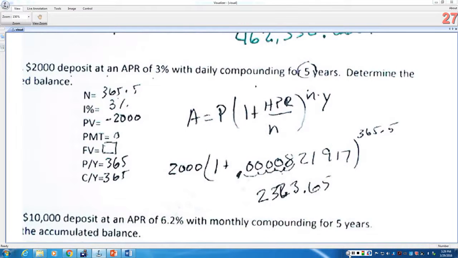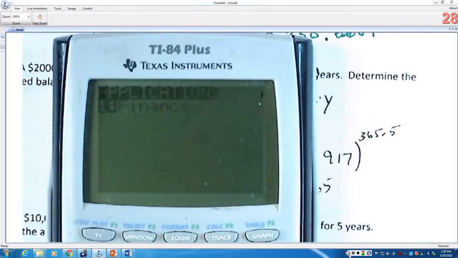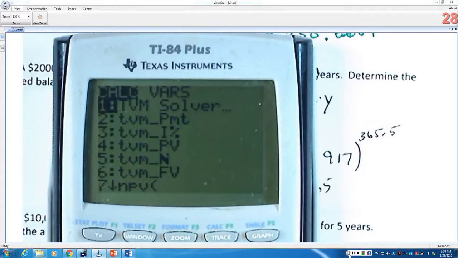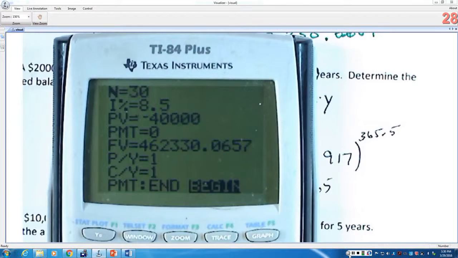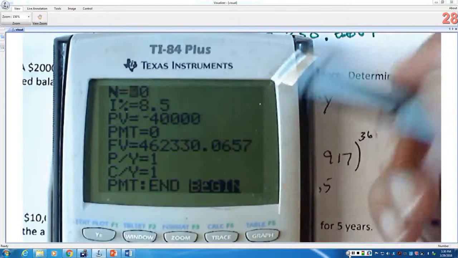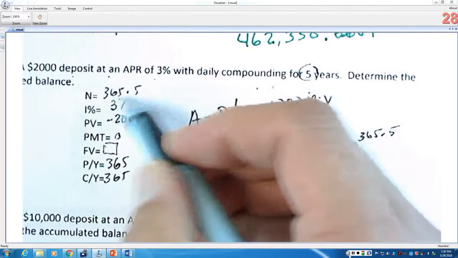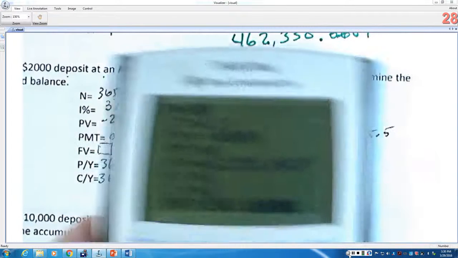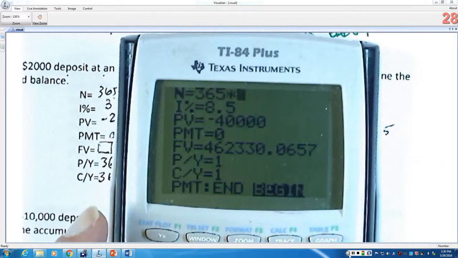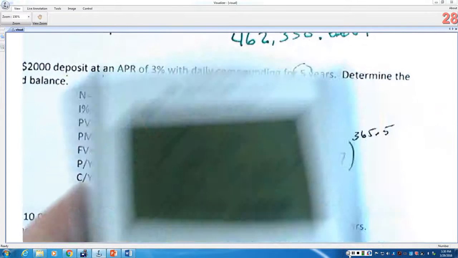Okay, but now you don't actually have to do it that way. You could just go ahead and use the TVM solver. Again, you go to Apps, Finance, and TVM Solver. Remember, N is the number of compoundings times the number of years. So in this case we had 365 times 5. Our interest rate in this case was 3%, so we're going to put in 3.